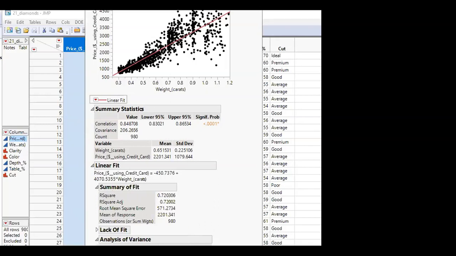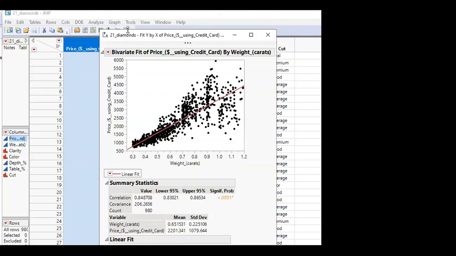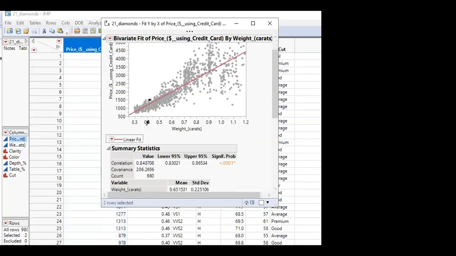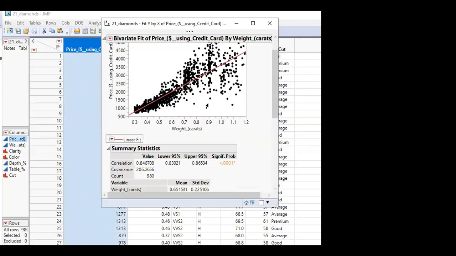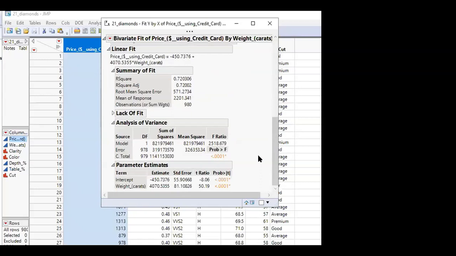Okay, so where's the model? Let's quickly make this smaller so it fits here. Okay, so move down. Move down here. We have the intercept and the slope. These are the estimates. This is your B0. This is your B1.